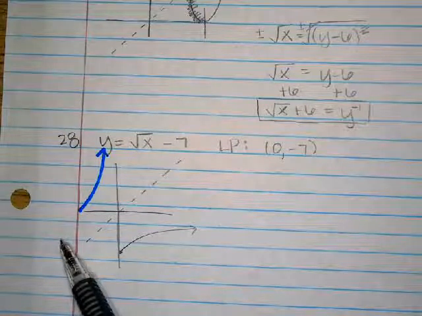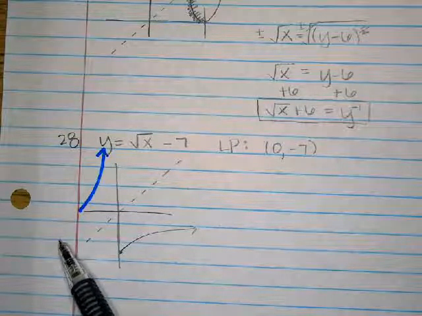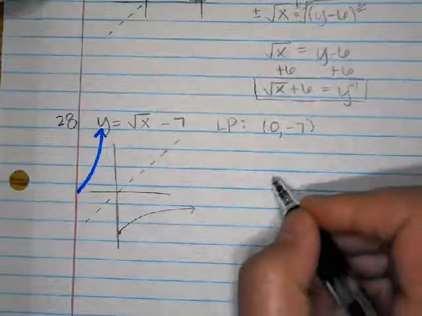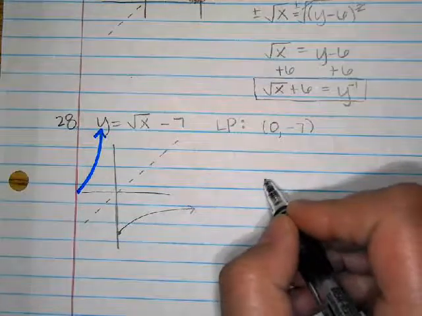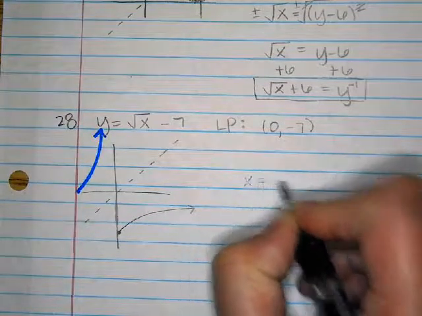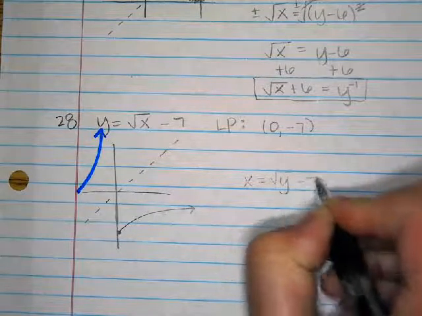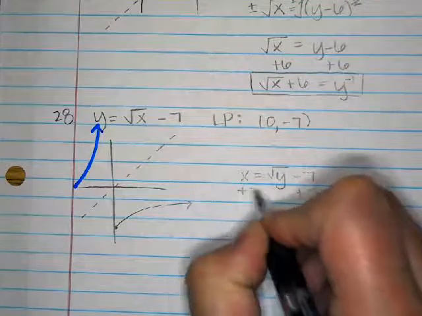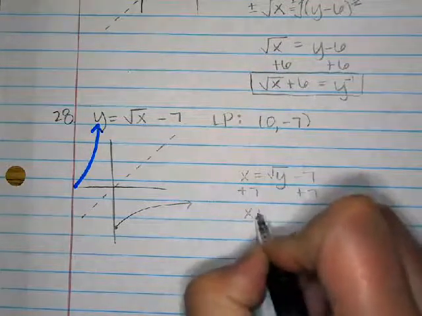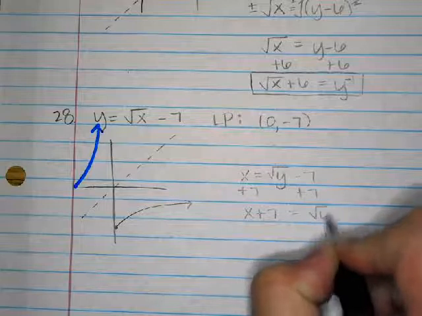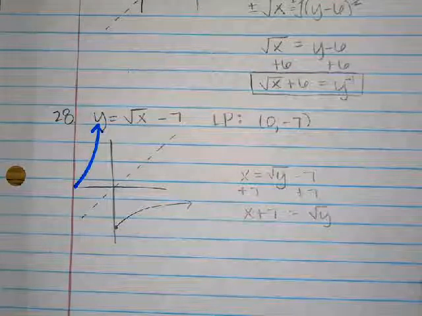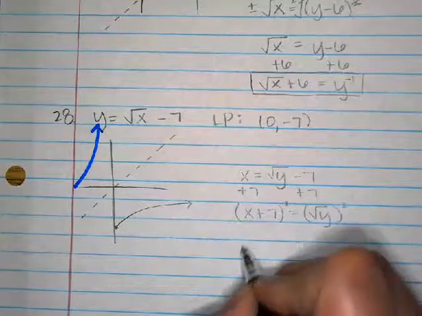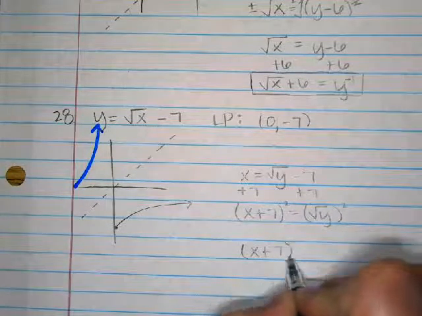It needs it. This is the time. Okay. All right. So let's go ahead and find the inverse. What do we do? Okay, so x equals square root y minus 7. And then what should we do? Add the 7. Okay, so x plus 7 equals square root y. Square it. So x plus 7 squared equals y.